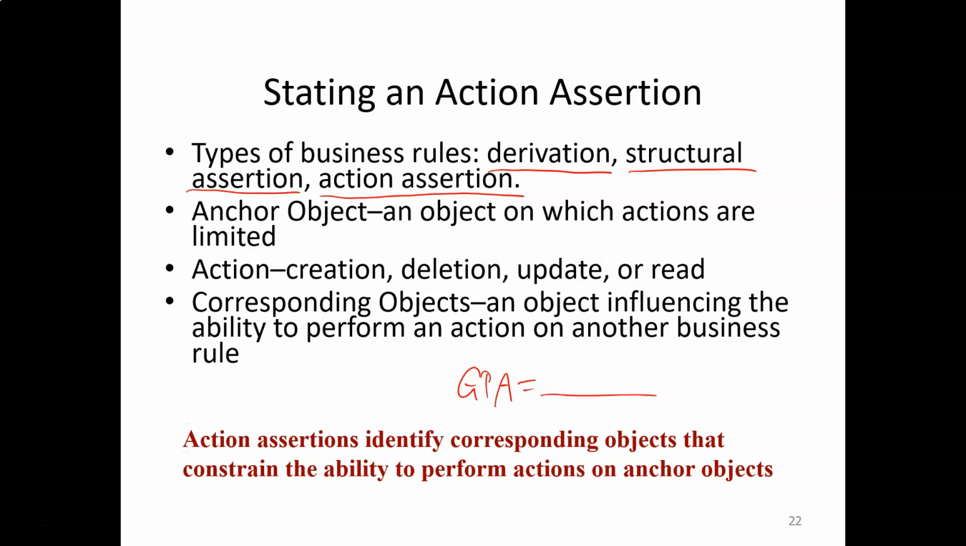In order to represent action assertions in ER diagrams, you need to identify three things. The first thing is the anchor object. That's the object on which the action is limited. You also need to identify the action. If the action is a creation of a new object, or if it's a deletion of an instance, or if it's an update of a record, or something else. And then the third thing you need to identify is the corresponding object. That's an object that's influencing the ability to perform an action on another business rule.